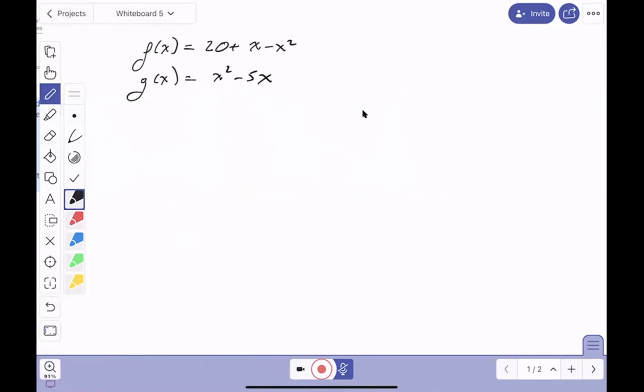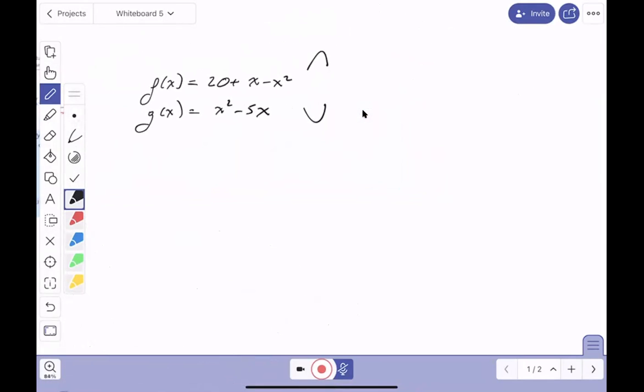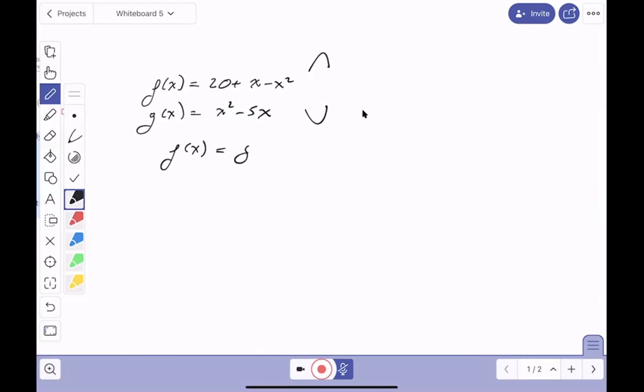Now, if I were graphing these, the first thing I would do, clear as day to me, is that f of x goes down, and g of x goes up like this. I know they're parabolas. My concern is, where do they meet each other, or do they never meet? So let's write this down. When do they meet each other? In other words, when does f of x equal g of x? I don't know. Let's put this down.